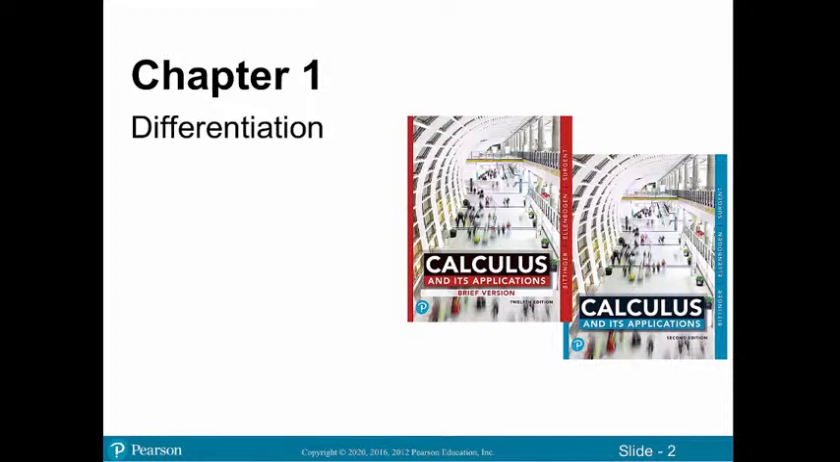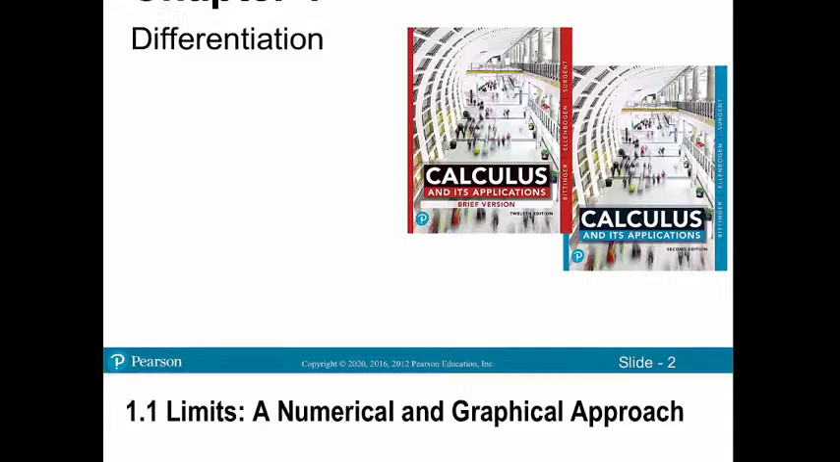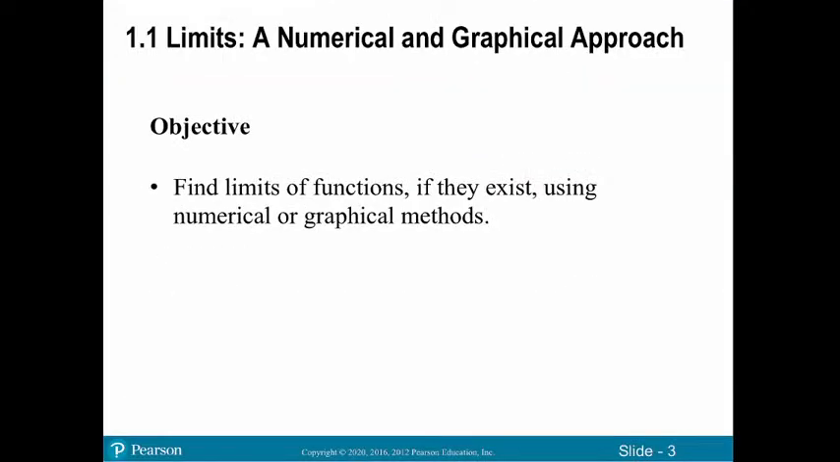So with that, we're going to start with chapter 1 on differentiation, and start with section 1.1, limits, a numerical and graphical approach. The objective here is to find limits of functions, if they exist, using numerical or graphical methods.